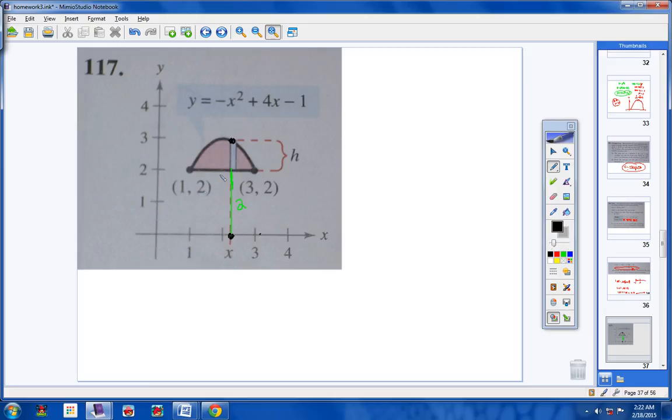Okay? So how far over am I on the x-axis? X. So I'm going to put x in for x. Well, guys, think about it. If you put x in for x, nothing's going to change. You're still going to have negative x squared plus 4x plus 1, okay? So this expression right here is the entire distance from here all the way up to the top, alright? And then from here to here is just 2.